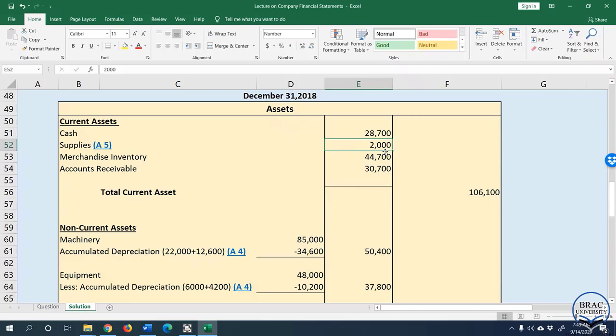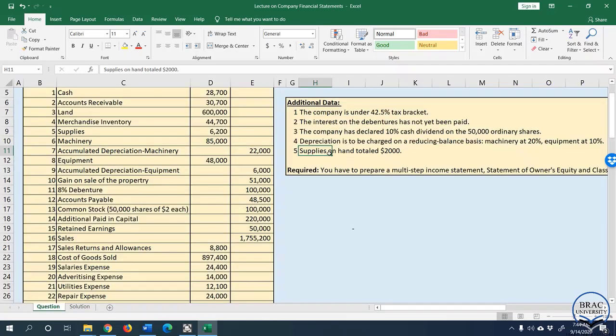So with this, we have incorporated all the additional information into our financial statement. In the next couple of videos, I'll try to finish the whole statement step by step. But the first one is the more important one, the additional data. If you understand how to incorporate the additional data in your financial statement, you are very good at learning this financial statement.